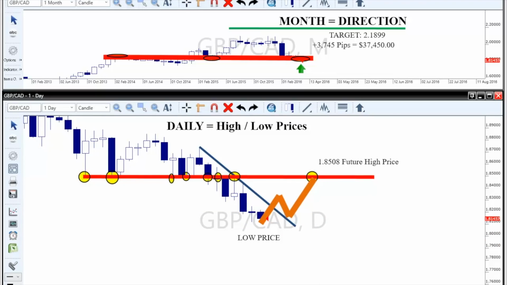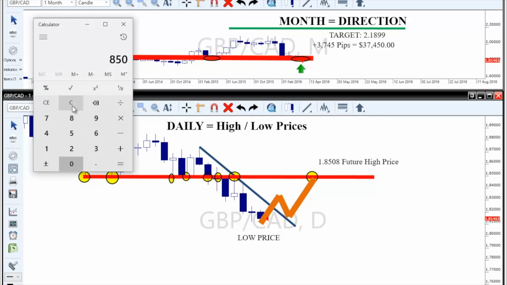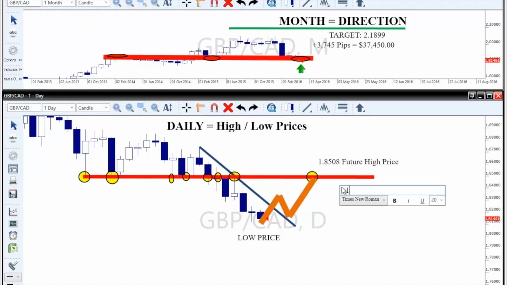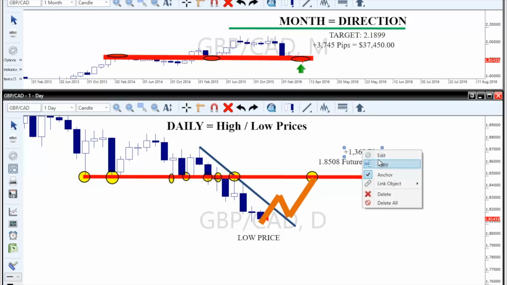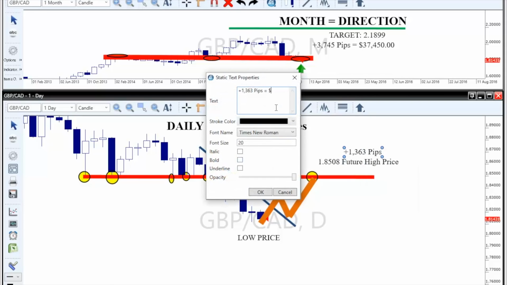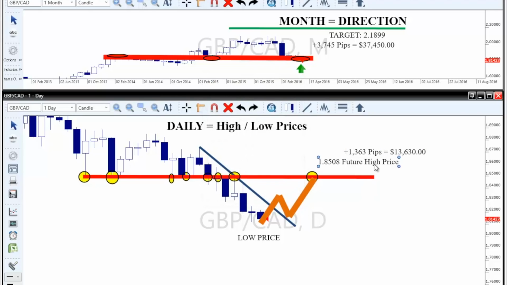And how far away is that? That is going to be 1.8508 minus where we are now, 1.8145, which is 1,363 pips. So what do we need to do to enter into the market? And by the way, if you traded $10 a pip, that's $13,630 US dollars. This is going to be within a 30-day period. You can make $13,000 off of this move if the trade presents itself.